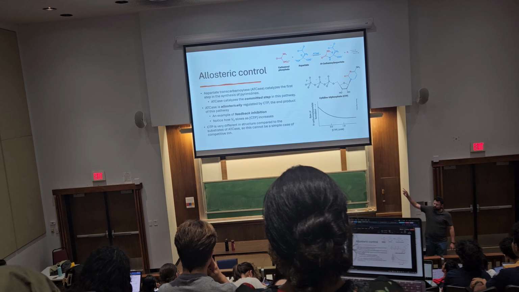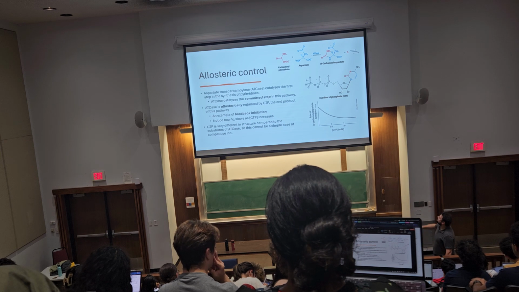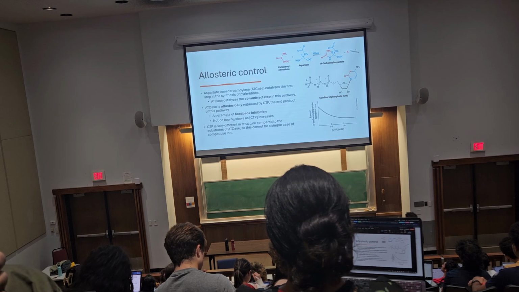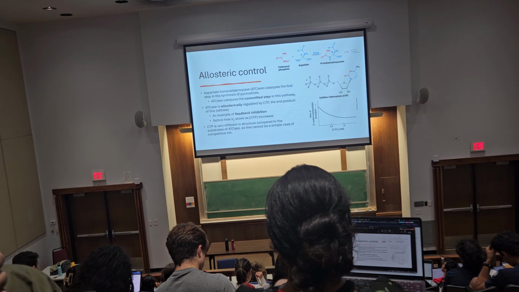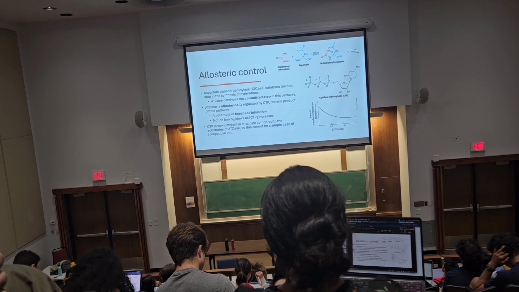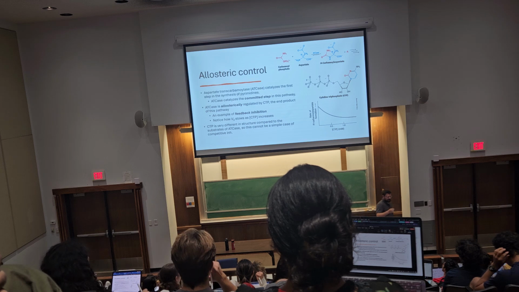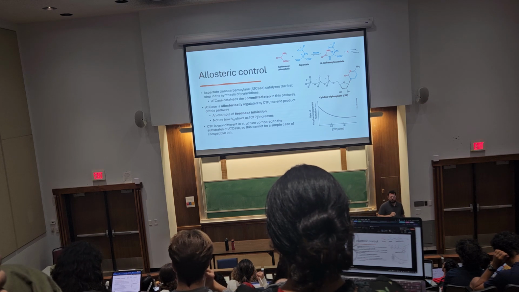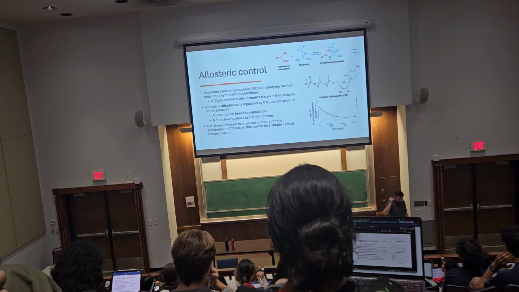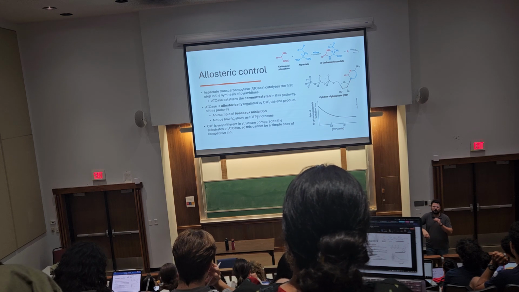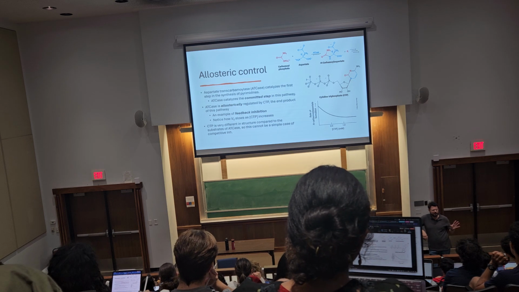So notice, the product of ATCase is carbamoyl aspartate, but ATCase is regulated not by carbamoyl aspartate, but by CTP. Of course, it's going to be regulated by carbamoyl aspartate just due to Le Chatelier's principle, but it's additionally regulated allosterically by CTP. Notice that the structure of CTP is very different from that of carbamoyl aspartate. They look nothing the same, right?